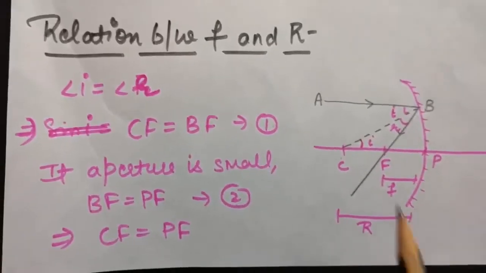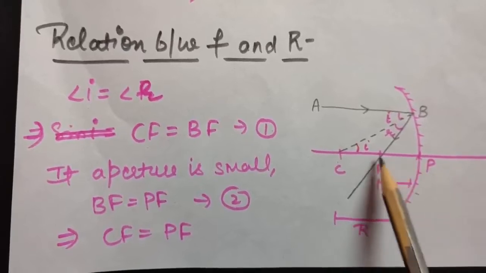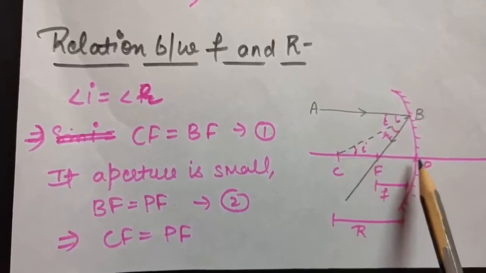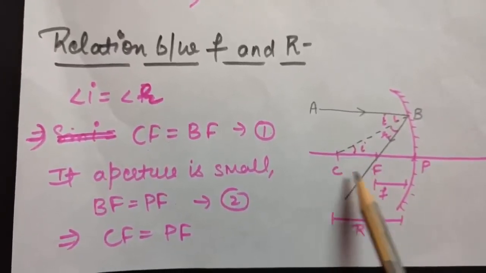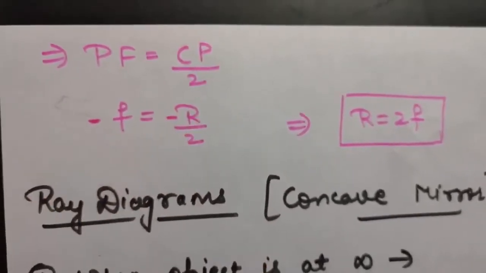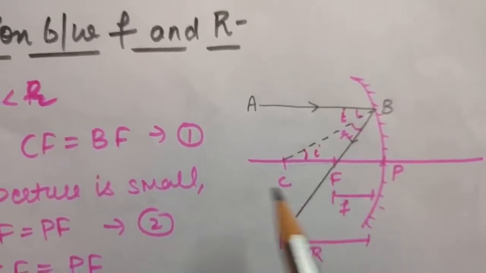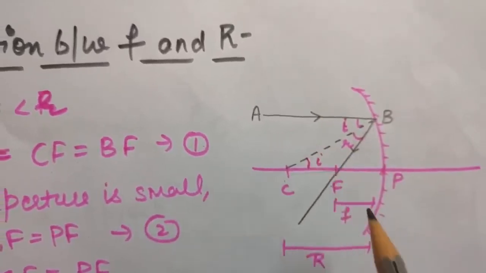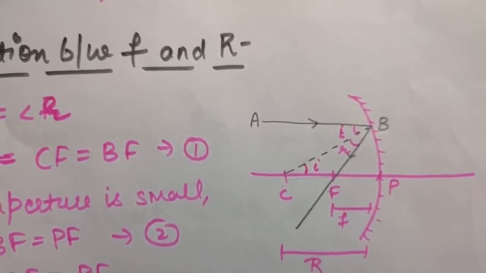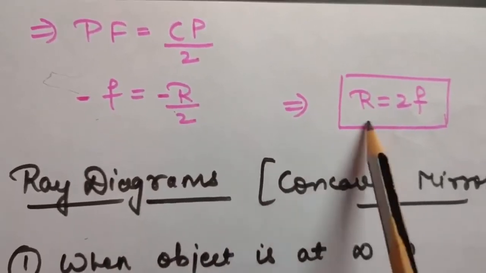Now see, CF is equal to PF, that is we can say PF can be written as half of CP because this length is equal to this length. So we can say PF is equal to half of CP, right? So PF is equal to half of CP. Now if you see in the diagram, PF is nothing but focal length, but because the direction of incident light is this, therefore this distance will be taken as negative. So PF is minus F and CP is minus R.